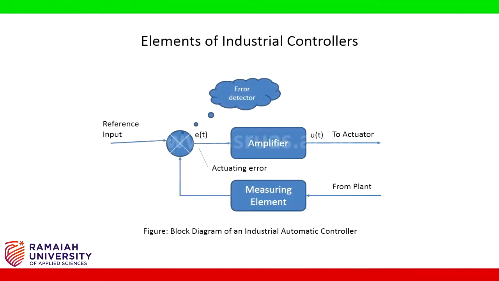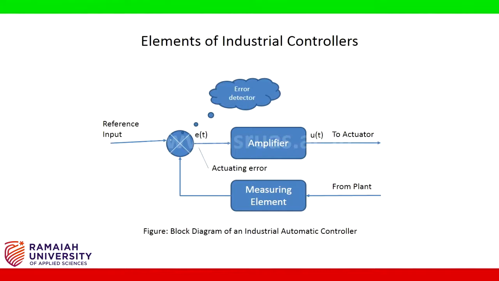An automatic controller must detect the actuating error signal, which is usually at a very low power level, and amplify it to a sufficiently high level. Thus, an amplifier is necessary. The output of an automatic controller is fed to a power device such as a pneumatic motor or a valve, a hydraulic motor or an electric motor. Figure shows the block diagram of an industrial automatic controller together with a measuring element. The controller consists of an error detector and an amplifier.